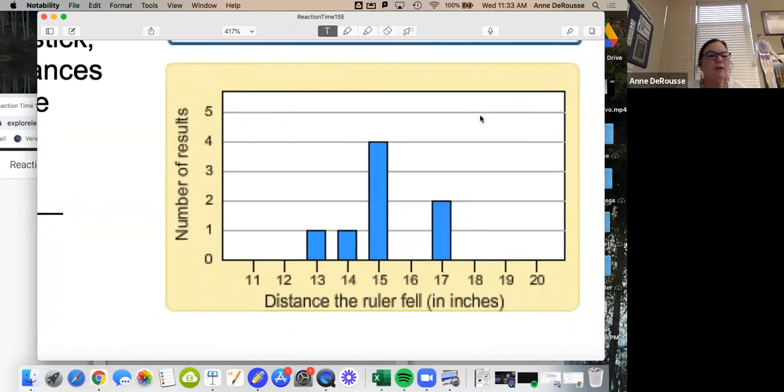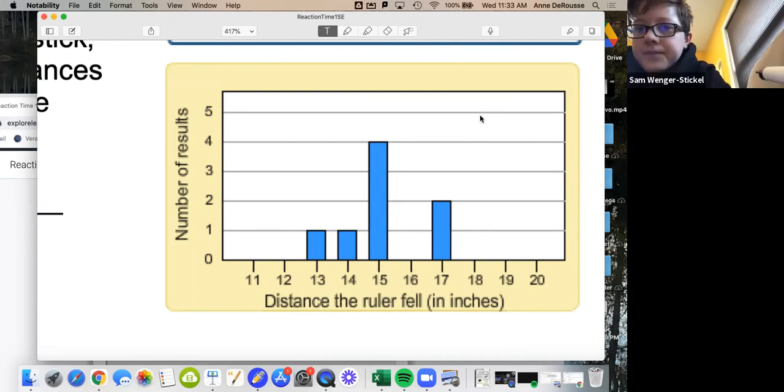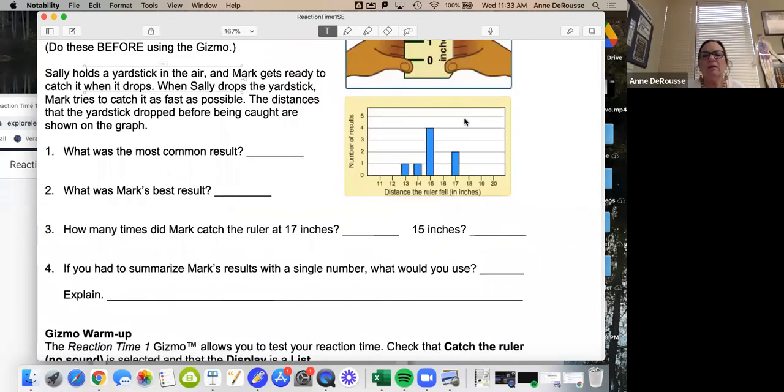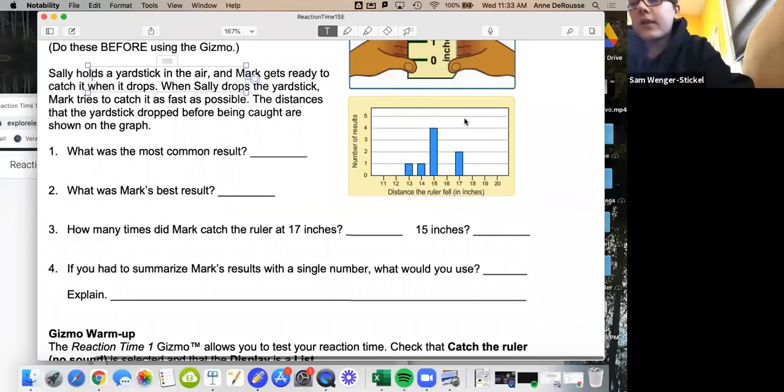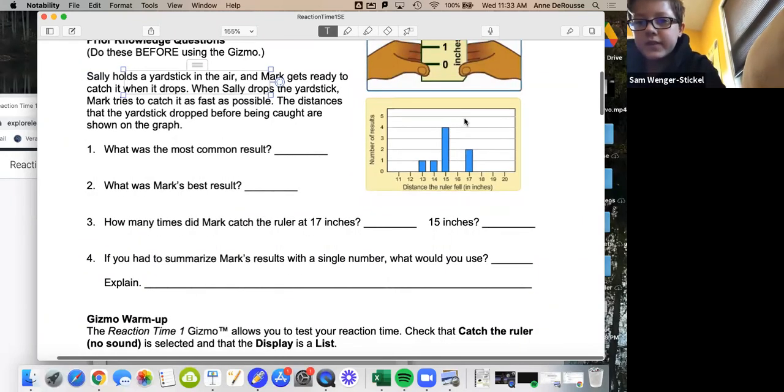Looking at this graph, how would you summarize? What number would you use to summarize his results? 15. Okay, 15. Why would you say that? The most that he did were 15 inches. Okay. All right.